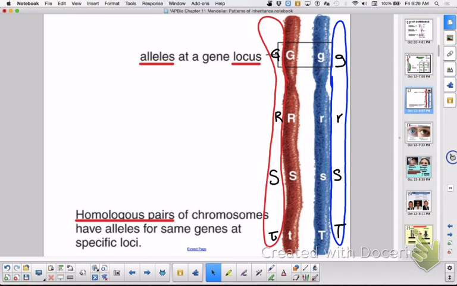So on your notes, an allele is defined as alternate forms of a gene. So here, alleles at a gene locus, right here. The G's are right here on that chromosome every single time. That's where the G's hang out. Alternate forms of a gene that occur at the same gene locus, a specific location on homologous chromosomes. A dominant allele will mask a recessive allele. There are exceptions. There are exceptions.